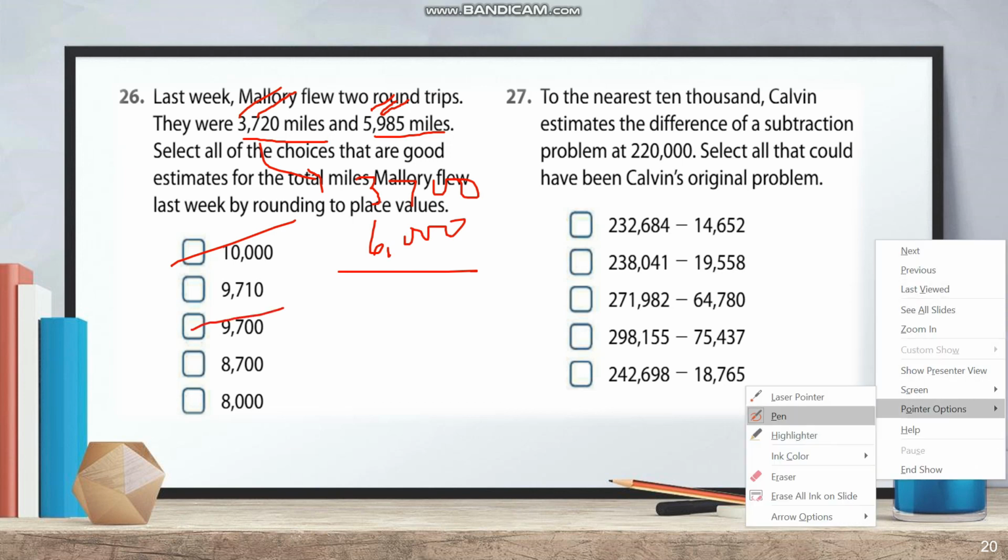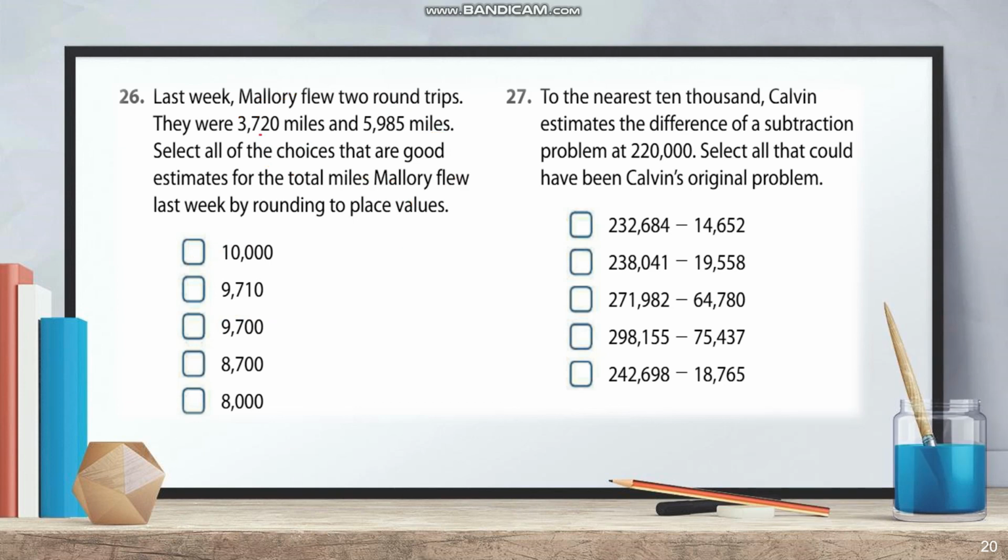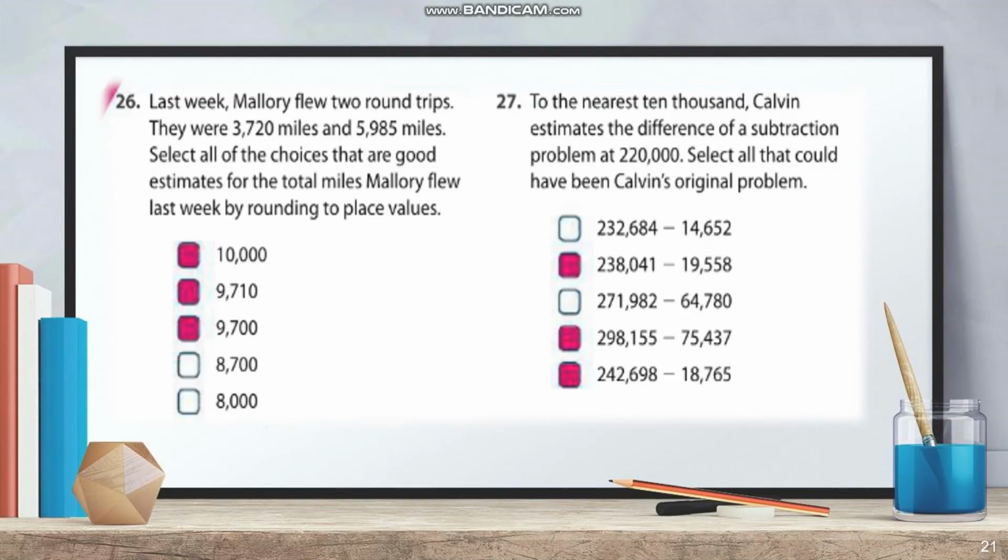If I round to the nearest 10, this becomes 3,720 and this becomes 5,990. So 5,990 plus 3,720 is 9,710. So these three are the possible answers.